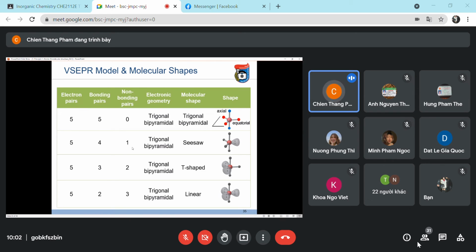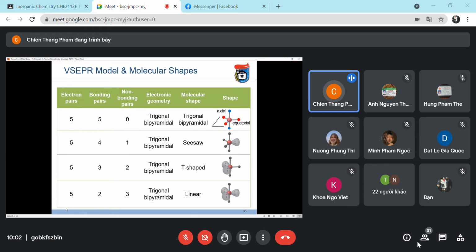And now there is one non-bonding pair, so we can draw the non-bonding pair in the equatorial position here. Now let's imagine there is no atom at this position, and now the shape is the seesaw. Okay, this one is the seesaw. When the non-bonding pairs increase to 2, add 1 more lone pair in the equatorial plane, and now the shape is only the T shape here, the T shape.